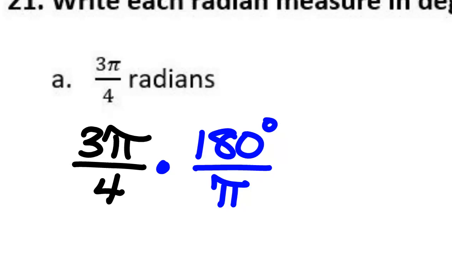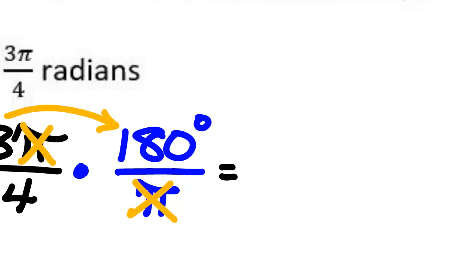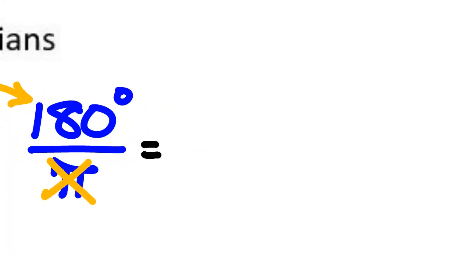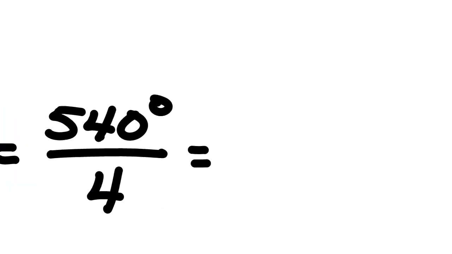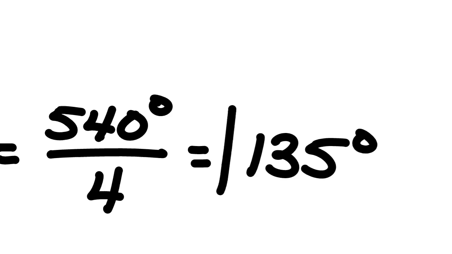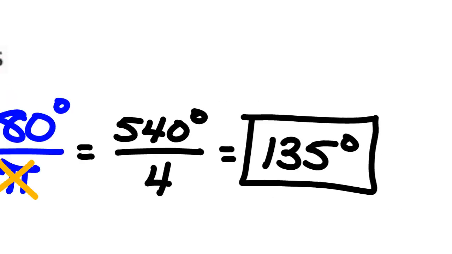We're going to multiply top to top and bottom to bottom, but my pi's cancel each other out. So I've got 1 on top and 1 on bottom. So 3 times 180 gives me what? 540. So 540 degrees. And then I still have that 4 in my denominator. What is 540 divided by 4? 135. So 135 degrees.